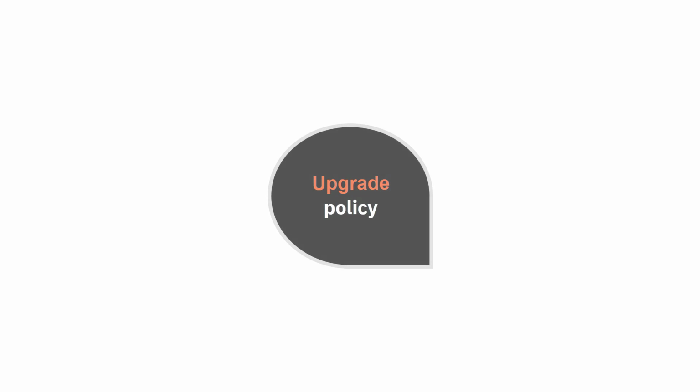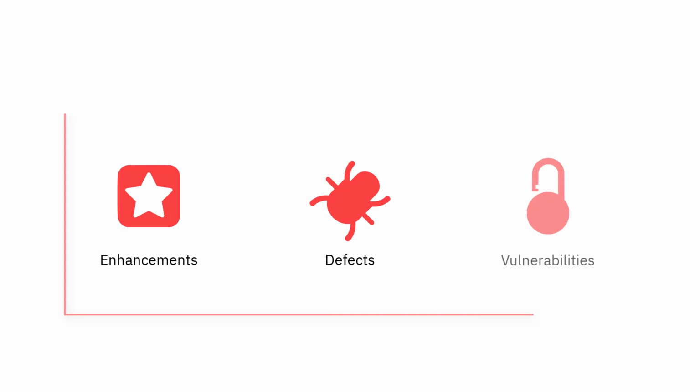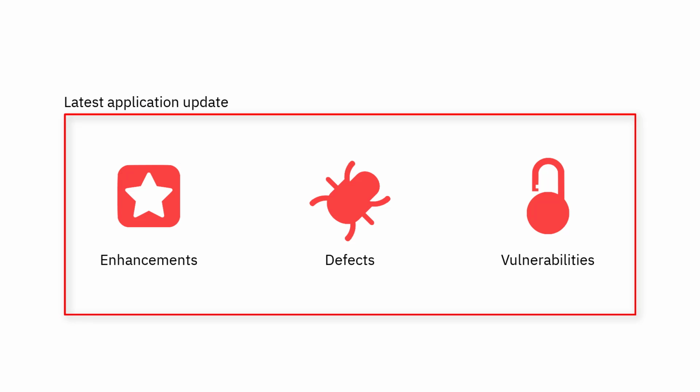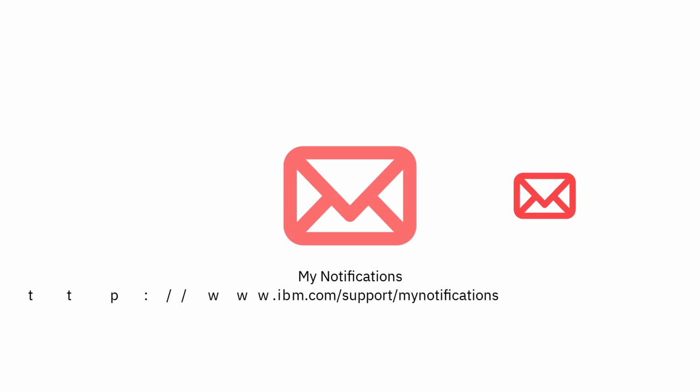Upgrade policy. License Metric Tool is developed in the continuous delivery model. It means that all enhancements, defects, and vulnerabilities are addressed in the latest application update that is usually released at the end of every quarter. To comply with subcapacity licensing terms and to take full advantage of the continuous delivery model, promptly upgrade License Metric Tool to the latest application update. To keep up to date with information about License Metric Tool and receive email notifications about new application updates, subscribe to My Notifications.